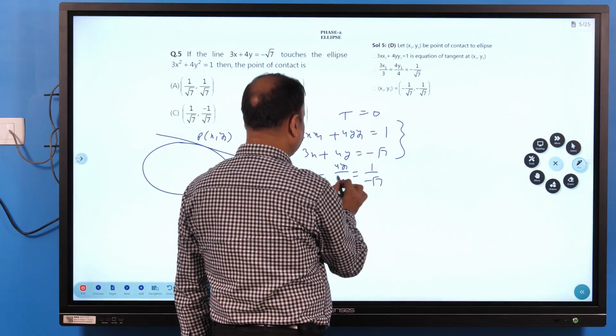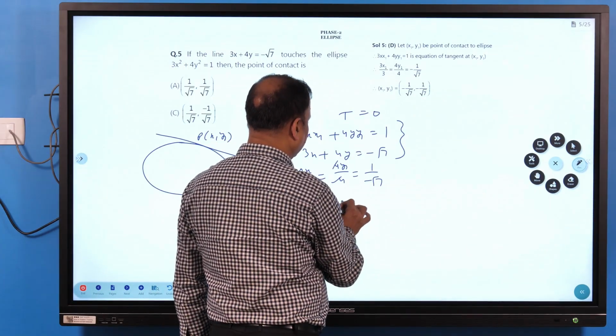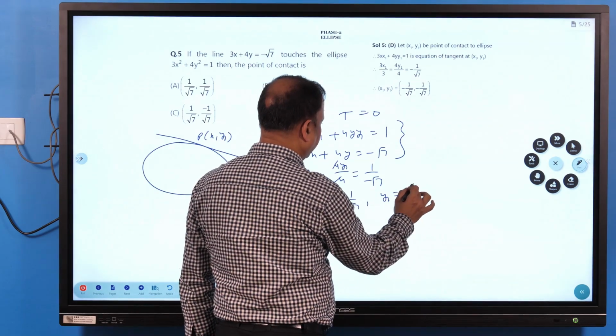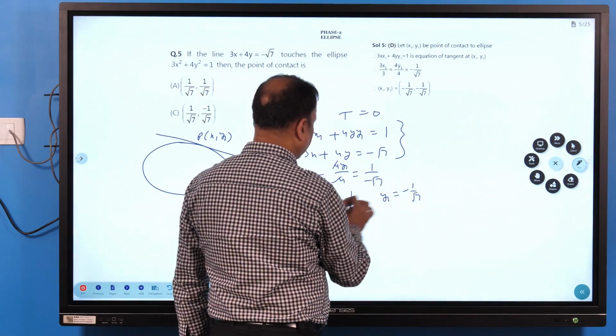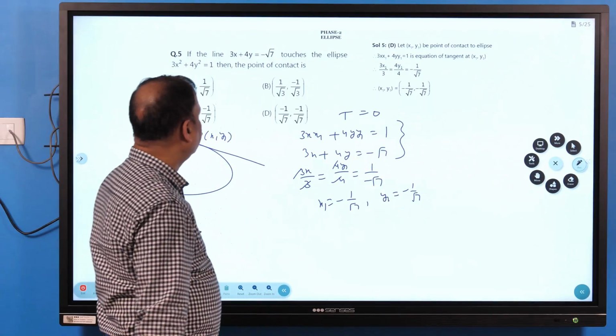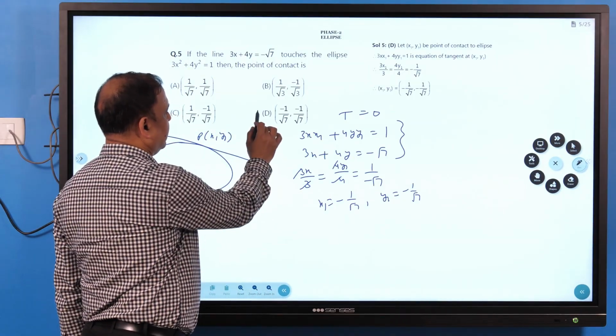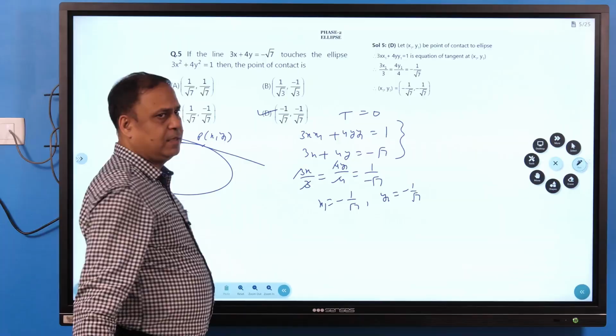So the 3 will cancel, and this will cancel. So x1 is -1 upon √7, and y1 is also -1 upon √7. So x1, y1 is (-1/√7, -1/√7). So the D option is correct. This was the point of contact. So thank you.